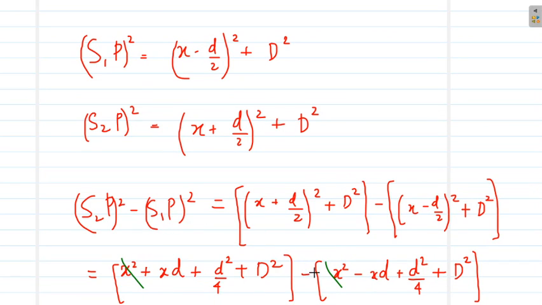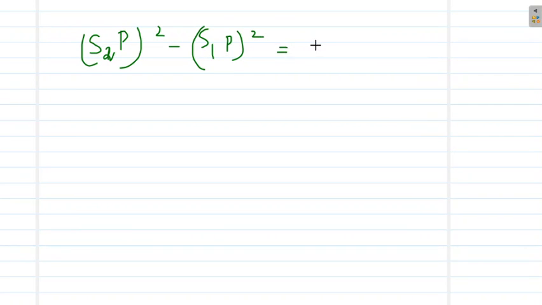So x square and x square will cancel out. D square by 4 and d square by 4 will cancel out. Capital D square and capital D square will cancel out. And the only terms that remain are xd and minus xd, so xd minus (minus xd), which is 2xd. So I can write S2p whole square minus S1p square is equal to 2xd.